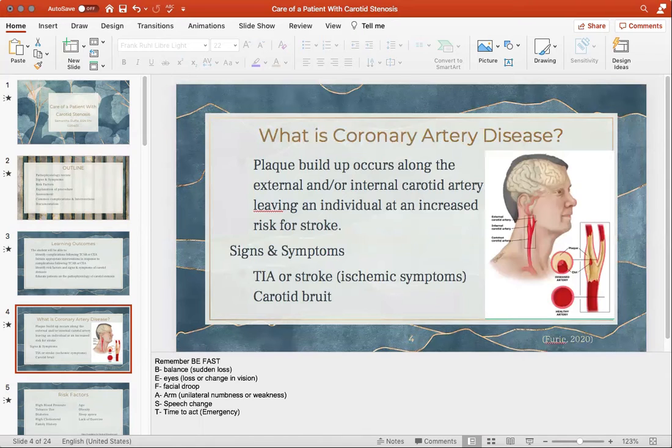So first, we'll begin with what is coronary artery disease. Coronary artery disease occurs when plaque is built up along the external or internal carotid artery, leaving an individual at an increased risk for stroke. With this plaque buildup, as you can see here in the corner of the PowerPoint, individuals may experience symptoms such as a TIA, a transient ischemic attack, or a stroke, anything that's a sign or symptom of an ischemic event. You can look down below, so remember your BE FAST acronym. And these patients also present with a carotid bruit sometimes.